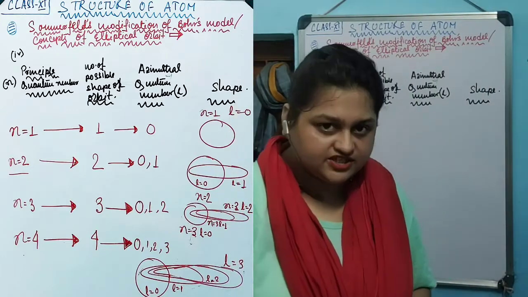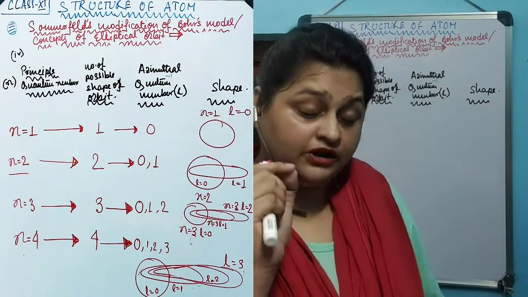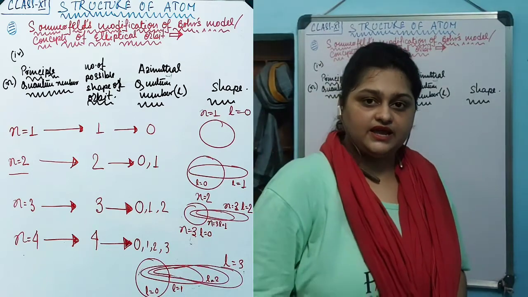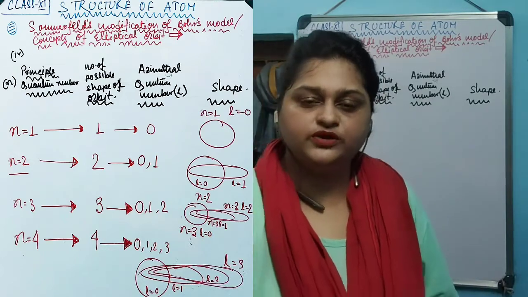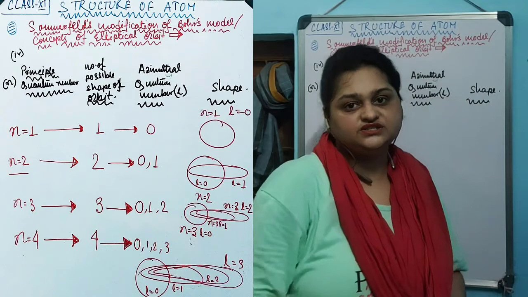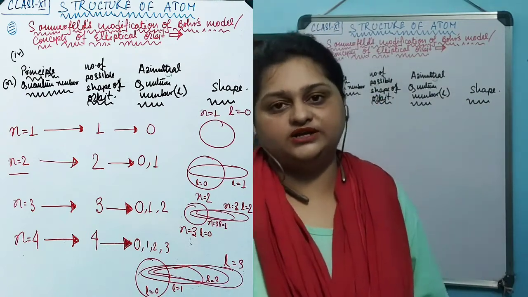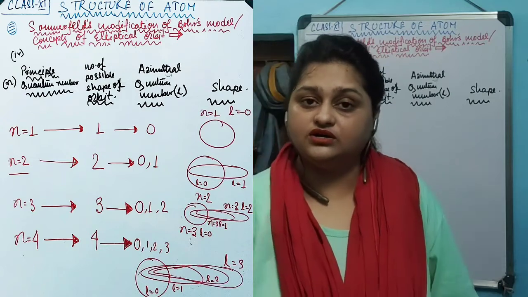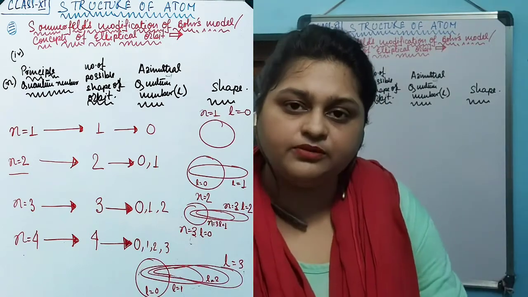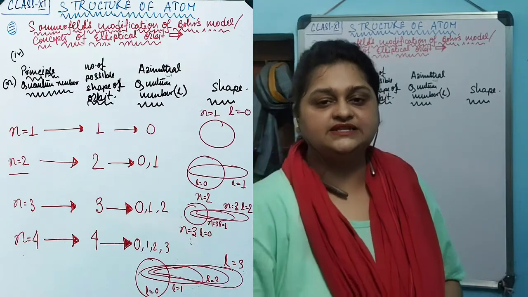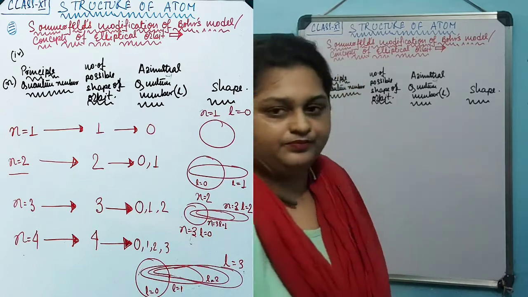Next, Sommerfeld suggested that depending on the principal quantum number, the possible pathway, the shape of the possible pathway, will be related to the principal quantum number. Now, this possible shape of the revolving orbit is designated by another quantum number known as the azimuthal quantum number, abbreviated as small l.